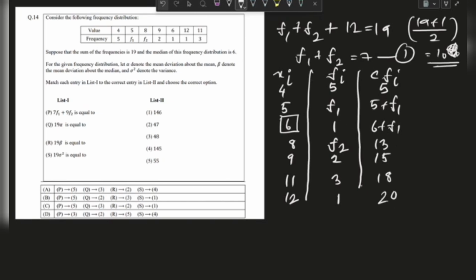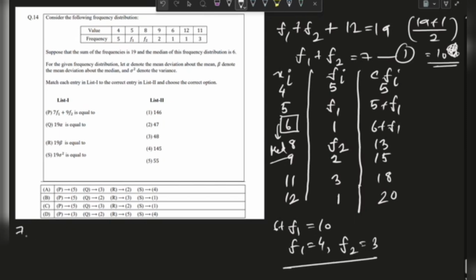Yeah, so that's it. Now what we will basically do is, as we know 6 is our median, so we can easily say that 6 plus f1 is 10. So basically f1 is 4, from where f2 is 3. So basically 7f1 plus 9f2 will come out to be 28 plus 9 times 3 is 27, which is 55. So it gives you p as 5, but we can't ascertain anything from this because it's in all options. So we have to find out further.